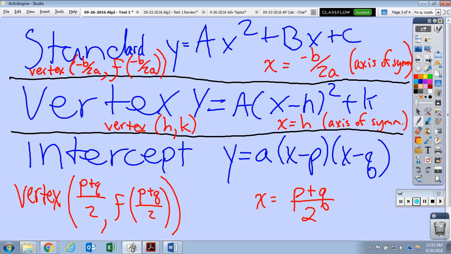So, all right, here are the forms that you must know. We have standard form, and I don't care if it's capitalized or not. Y equals ax squared plus bx plus c. Vertex is y equals a(x minus h) squared plus k. And intercept form is y equals a(x minus p)(x minus q). We're going to go over as much as we can because I want you to do well on this test.